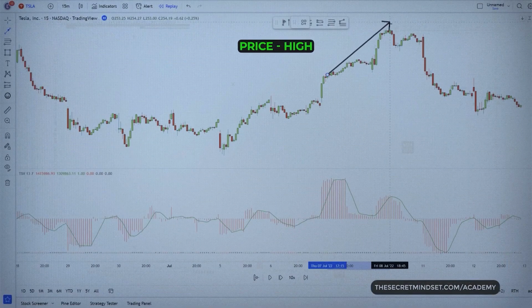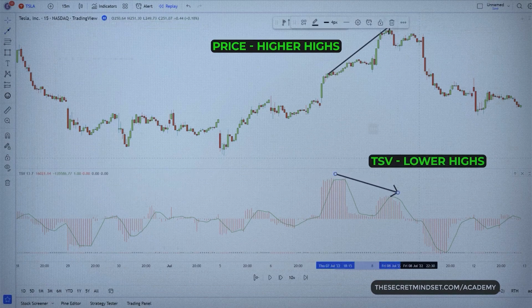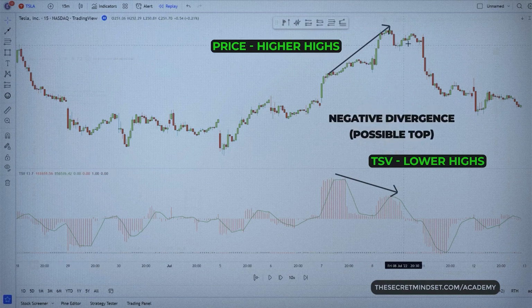In this example, price is making higher highs, while TSV is making lower highs, and this is a negative divergence. This would be a leading indication of a possible top.